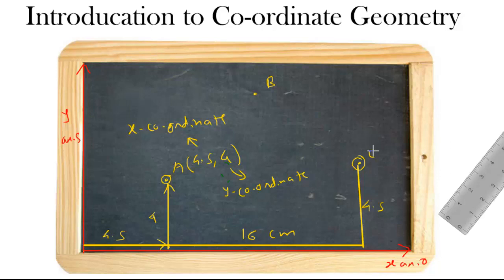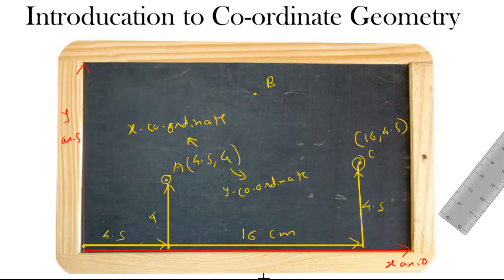Similarly, we can describe the coordinates of point C. For this point C, first we will travel along the x-axis about 16 centimeter. So its x coordinate will be 16 centimeter. This much is 16 centimeter from this. Then we have traveled along the y-axis, along the vertical axis. This distance was 4.5 centimeter. So its y coordinate will be 4.5 centimeter.